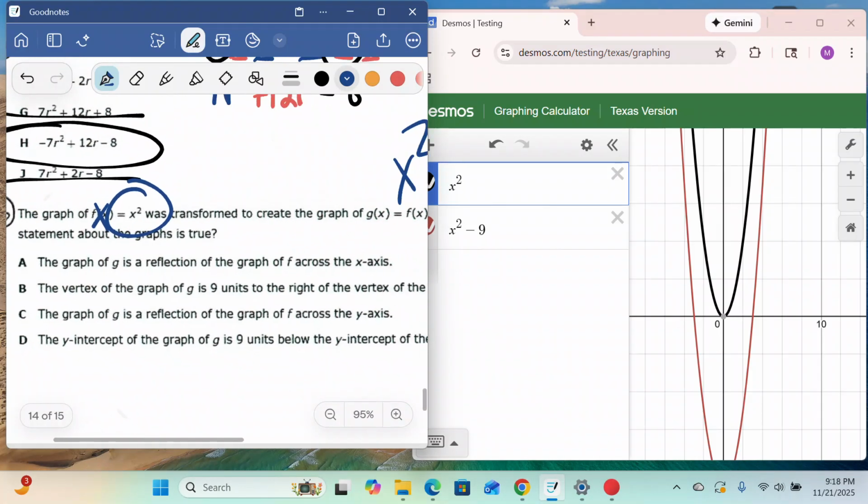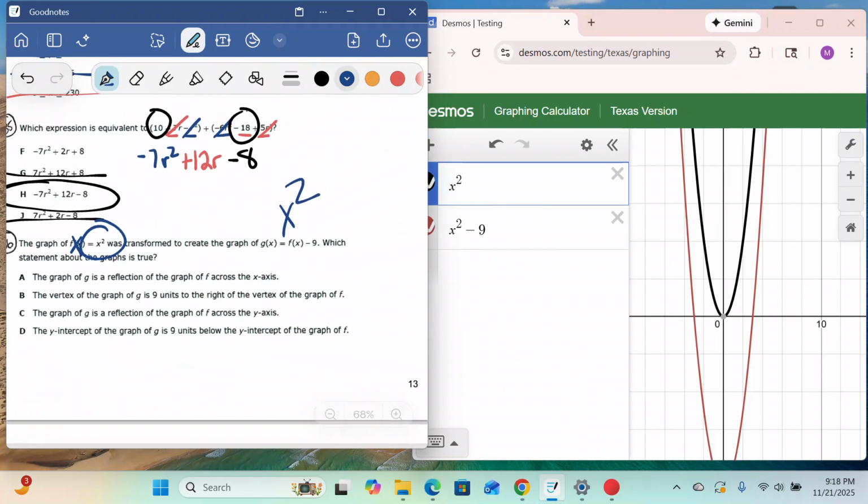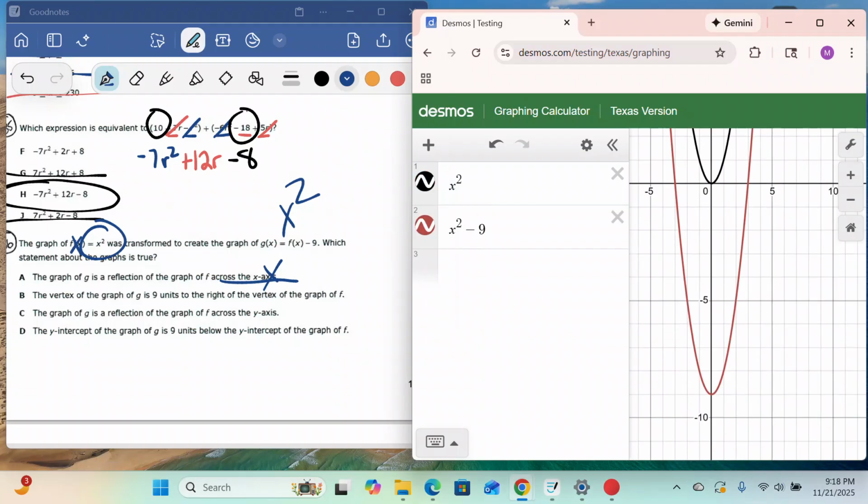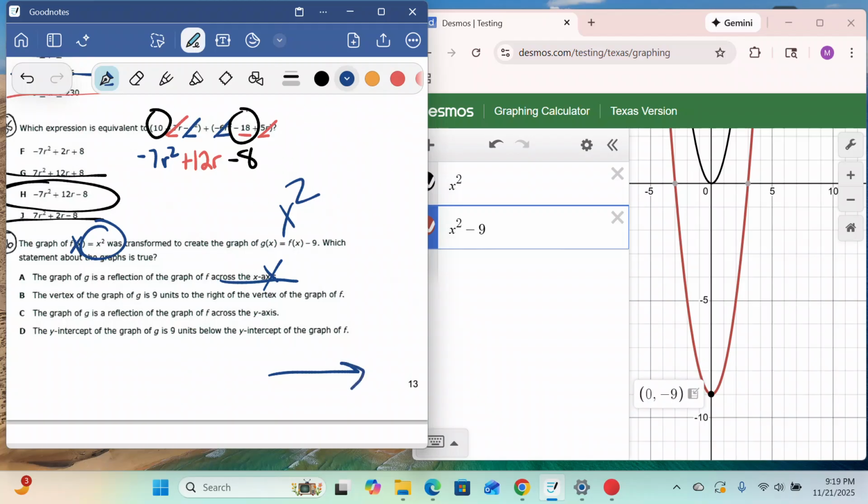So the question at hand: the graph of G is a reflection of the graph of F. It's not a reflection. Remember, a reflection is like when you see yourself in the mirror. So it is not a reflection, so this one is wrong. The vertex of the graph of G is 9 units to the right of the vertex of the graph of F. So here's my graph of G. The G is the new one. And it's 9 units to the right. So right is this way.